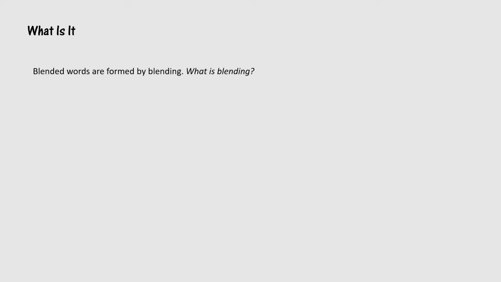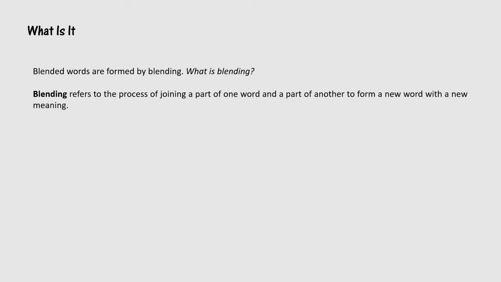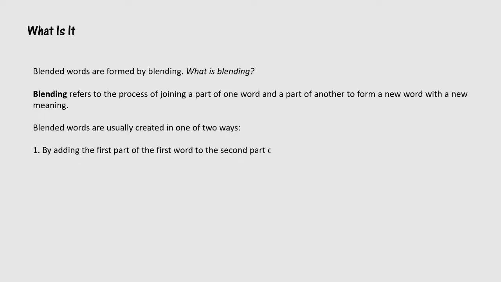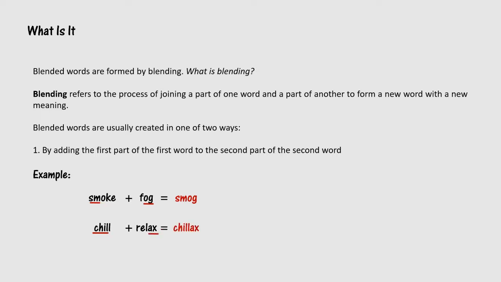Blended words are formed by blending. What is blending? Blending refers to the process of joining a part of one word and a part of another to form a new word with a new meaning. Blended words are usually created in one of two ways. One, by adding the first part of the first word to the second part of the second word. Example, smoke plus fog, SM and OG equals smog. Chill plus relax, chill and ax equals chillax.